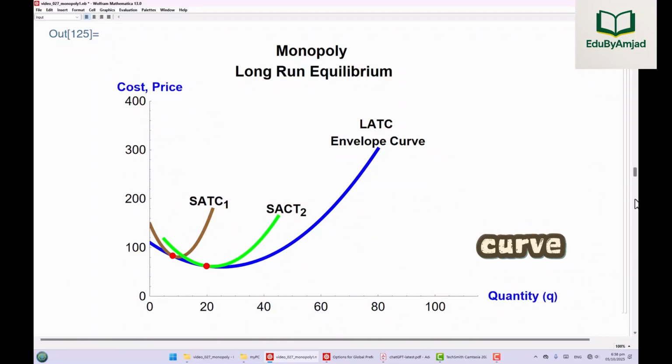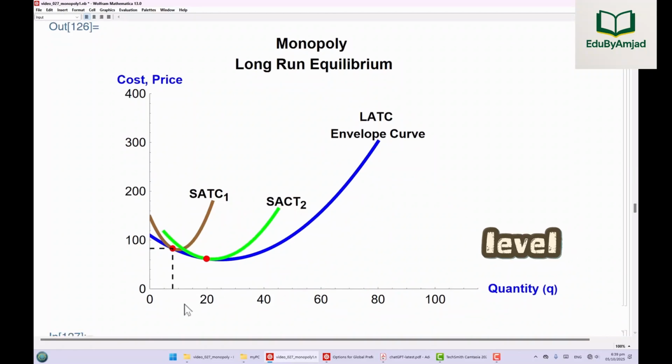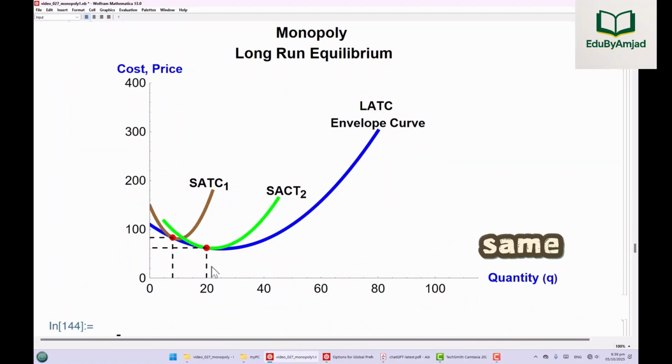Each short-run curve is tangent to the long-run curve at exactly one point, the output level for which that particular plant size is most efficient. At that point, the firm's short-run cost equals the minimum long-run cost. If the firm tries to produce more or less with the same plant, its cost will rise above the long-run cost, because the plant becomes either too small or too large.